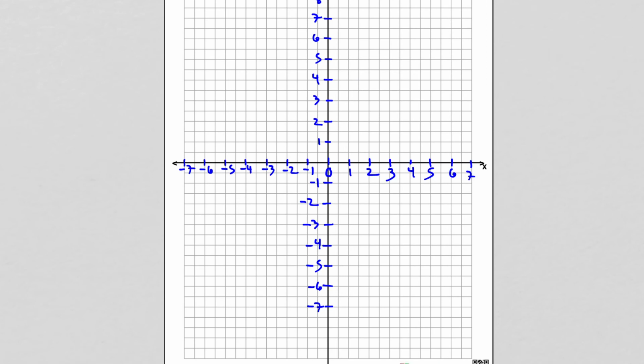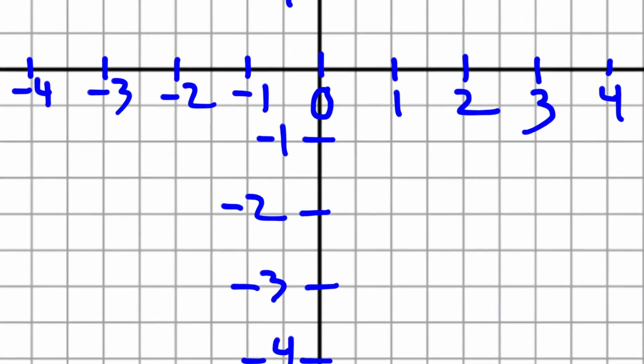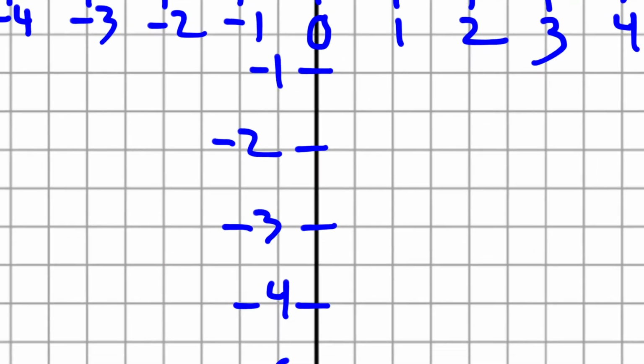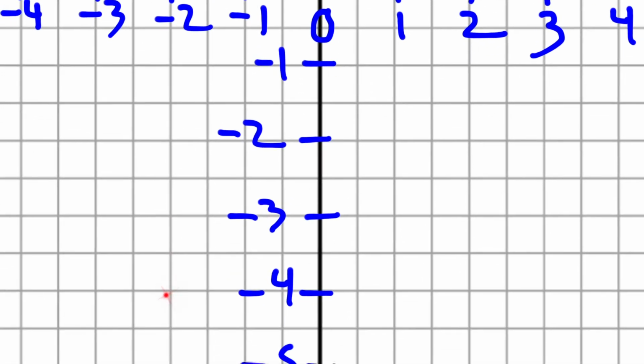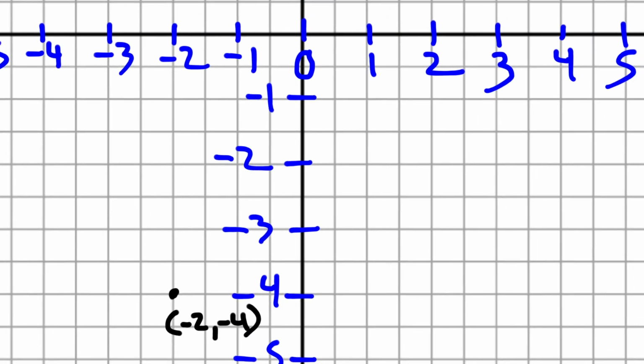So there's my X and Y axis. This whole thing is called the coordinate plane. And now I just need to graph my points. Always X first, Y second. So -2, -4. I'm going to go to the left -2, down to -4, right down here. And you got to hit them where they cross, right? -2, -4. And then -1, -3. So to the left -1, down -3, right there.